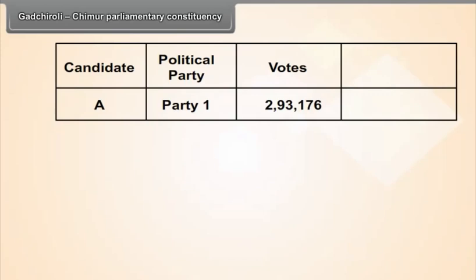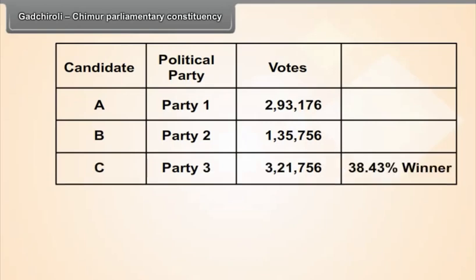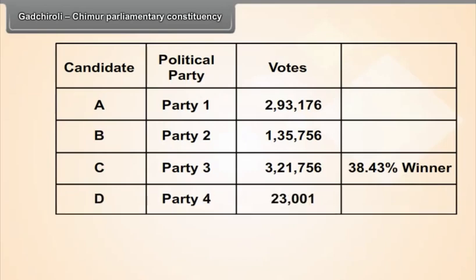Candidate A, Party 1, 2,93,176 votes. Candidate B, Party 2, 1,35,756 votes. Candidate C, Party 3, 3,21,756 votes, declared as winner by 38.43%.